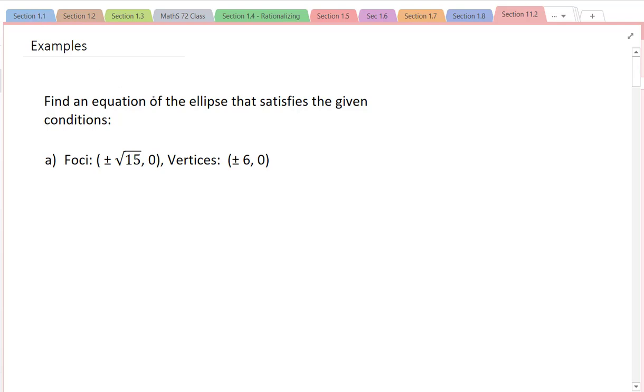Hey there, in this video we're going to continue our work with ellipses. This is part 2 of the videos. We're going to continue with some more examples. So in this one we want to find an equation of the ellipse that satisfies the given conditions.